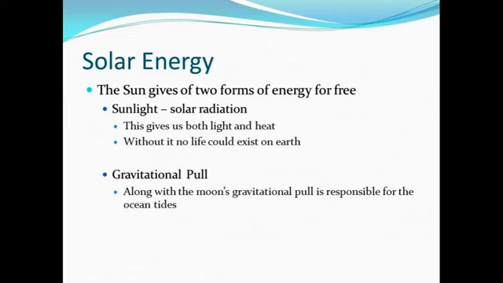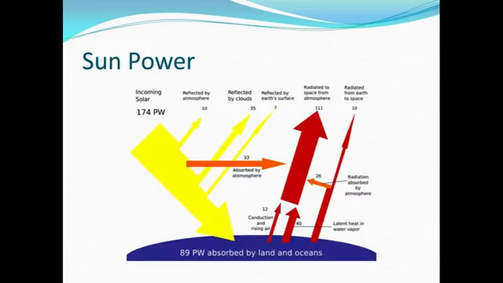Solar energy. The sun gives off two forms of energy for free. Sunlight, or solar radiation, gives us both light and heat. Without it, no life could exist on Earth. The sun's gravitational pull, along with the moon's, is responsible for the ocean tides.